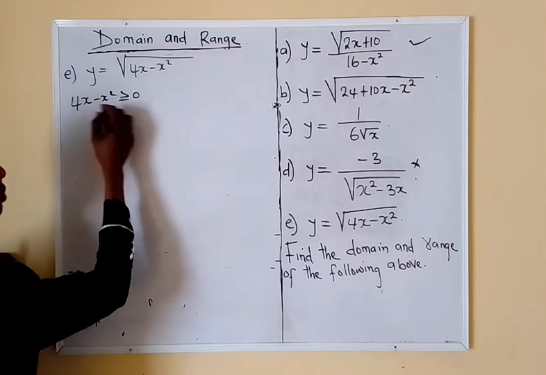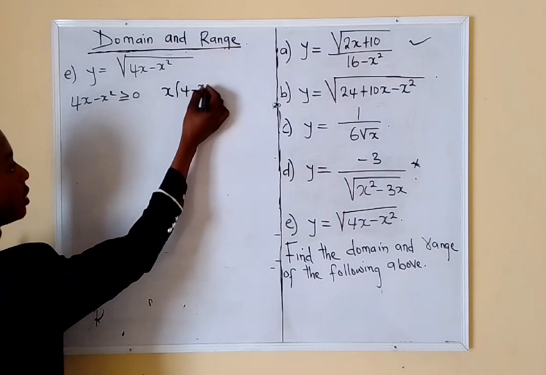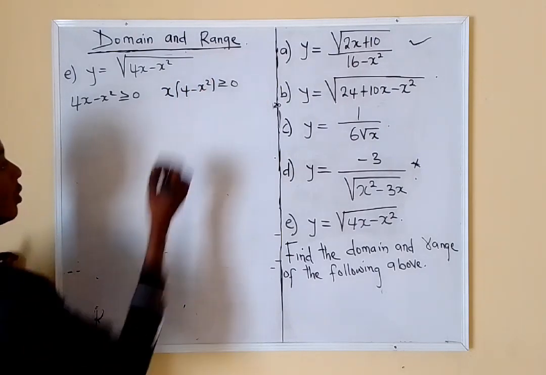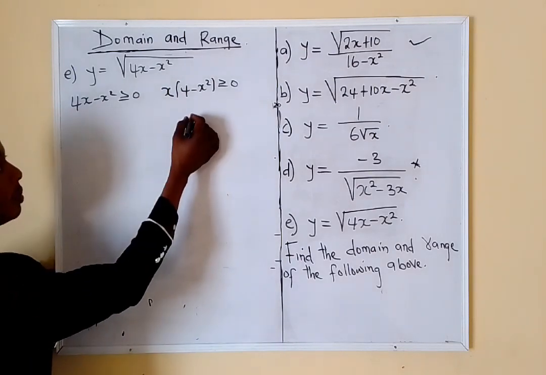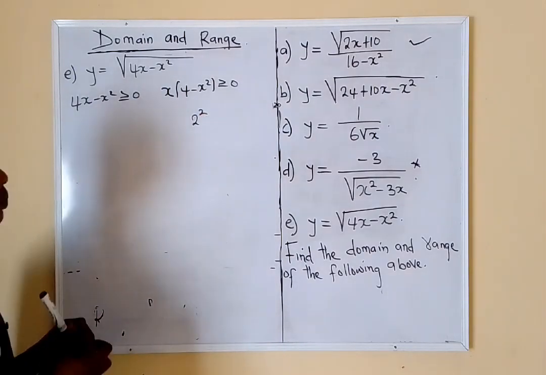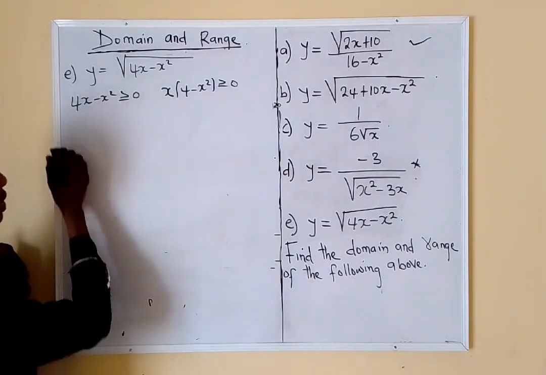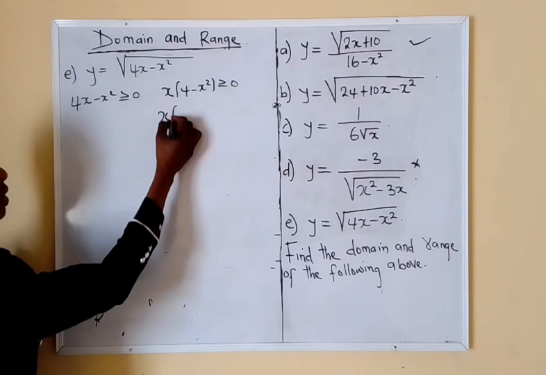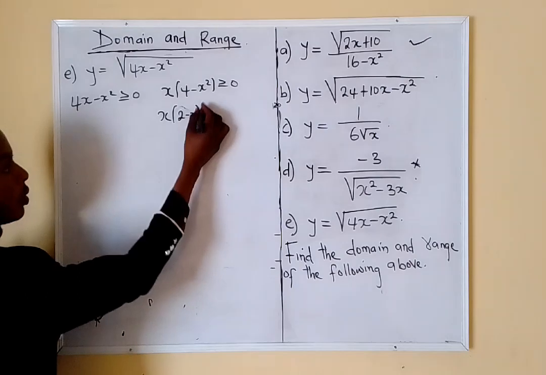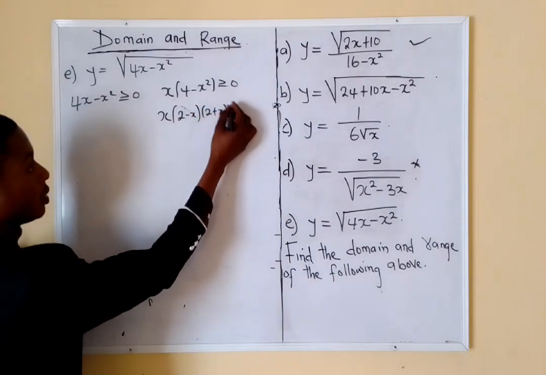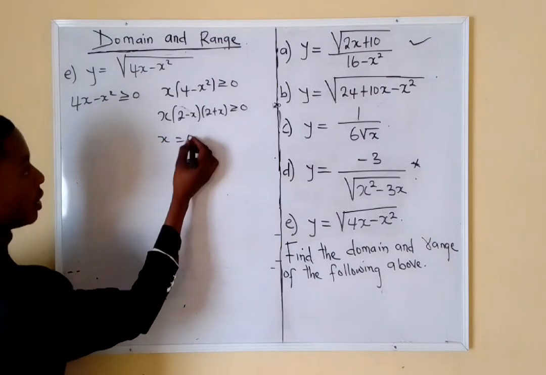Take note. If you have 2 squared minus x squared, it is the difference of two squares. So what you're having there in general is something like x(2 minus x)(2 plus x) greater than or equal to 0. Our values for x here will range from, let's start from this, minus 2. From here it is 0, from here it is 2, from here it is minus 2. So the smallest number is minus 2, followed by 0, and followed by 2.